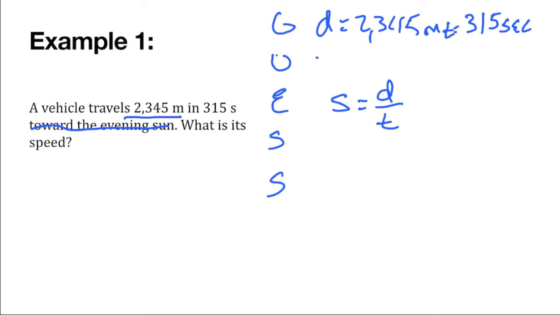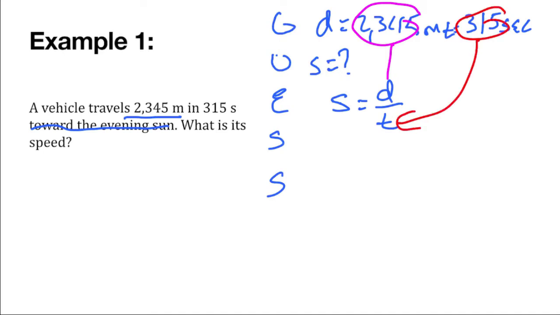That's all right. So S is what we're solving for, so I'm just going to do S question mark. So now we just need to substitute our value. This is going in here, and this is going to go down here into T. So if I substitute, we should have S is equal to 2,345 divided by 315 seconds, and this is meters. So now this is a matter of solving, and I did this with the help of a calculator. I told the calculator what to do.